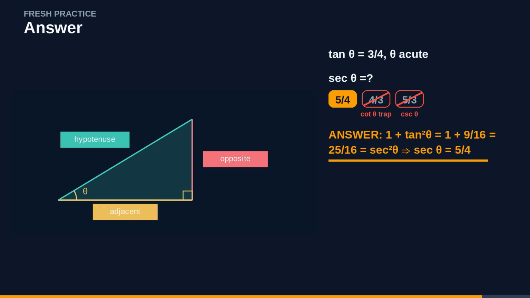The answer is 5/4. 1 plus tan² is sec²θ. 1 plus 9/16 is 25/16, and its positive root is 5/4. 4/3 is cot θ, the reciprocal of tan, not sec. And 5/3 would be csc θ if sine were 3/5, right triangle, wrong identity. Pick the pair the question hands you. Tan lives with sec.